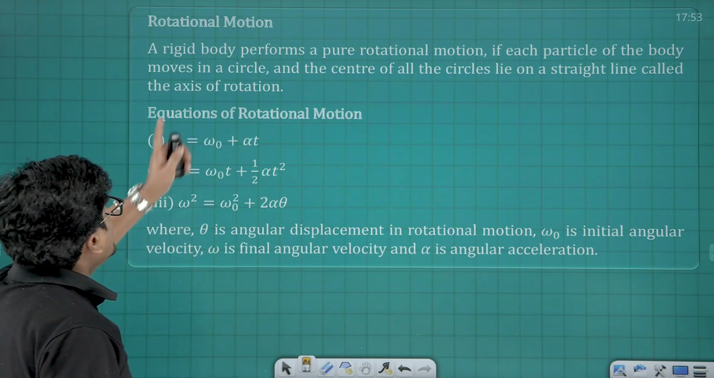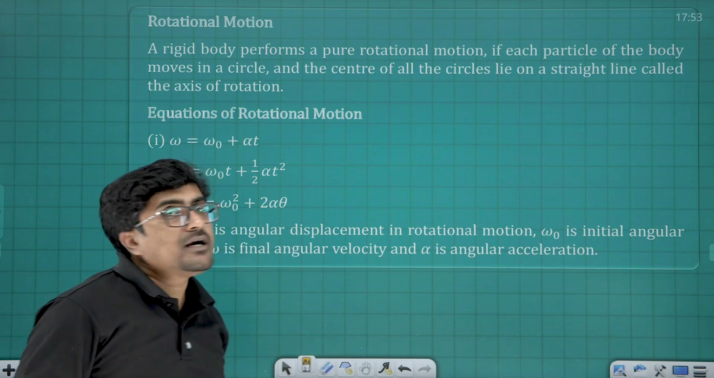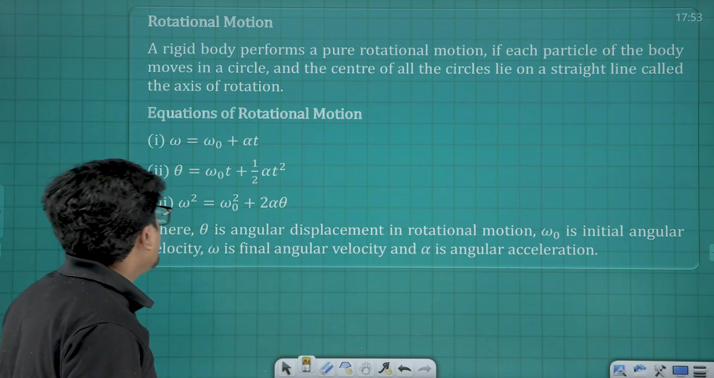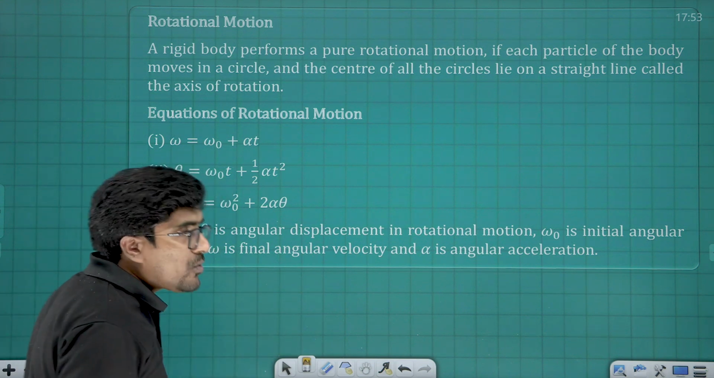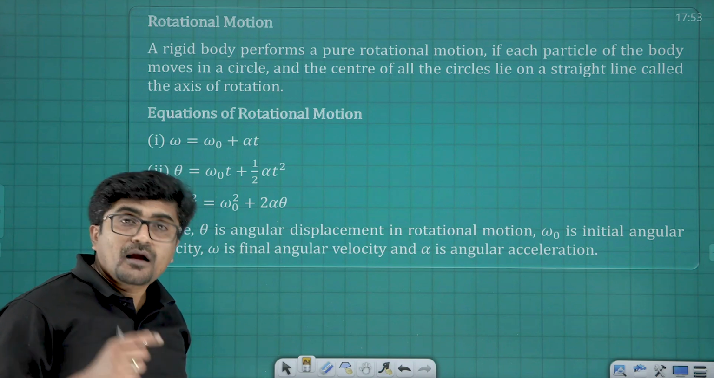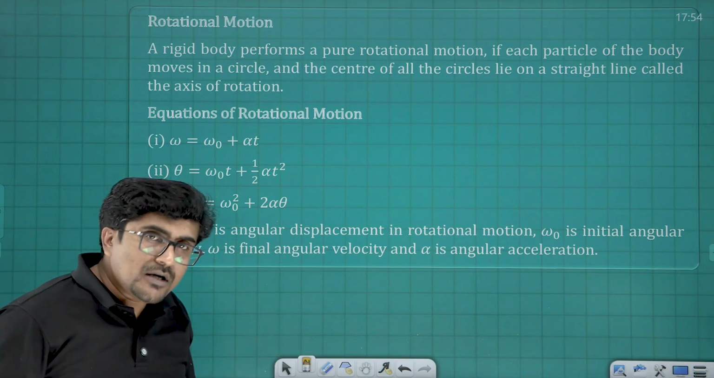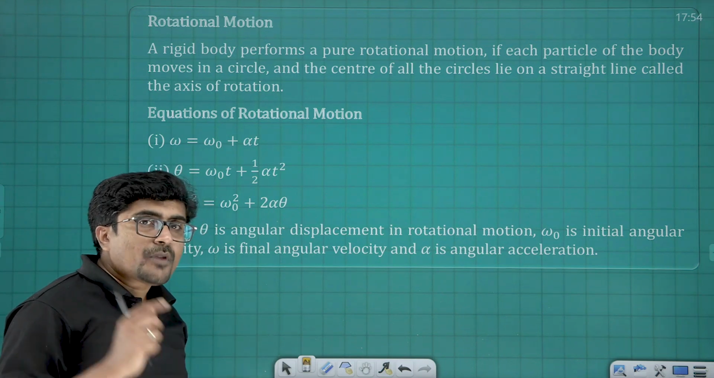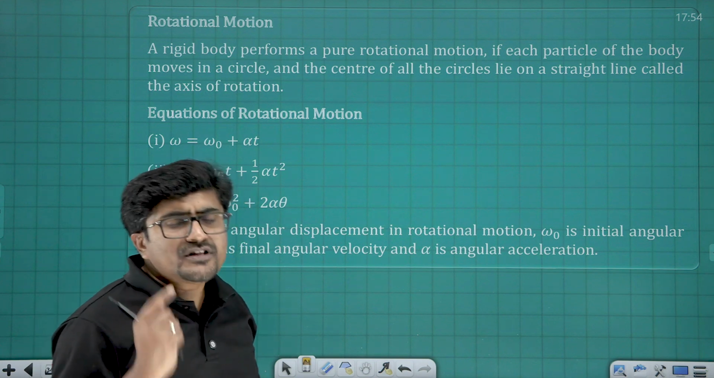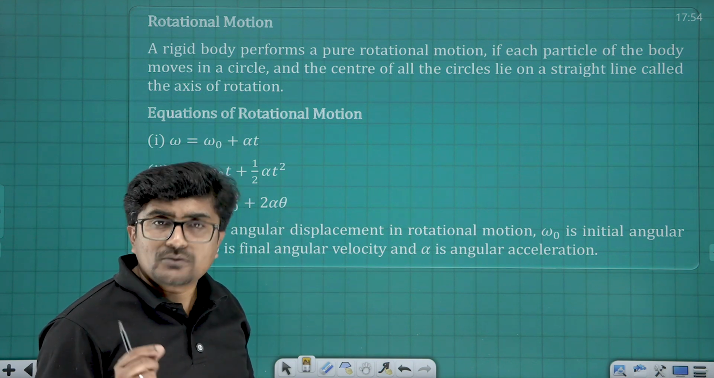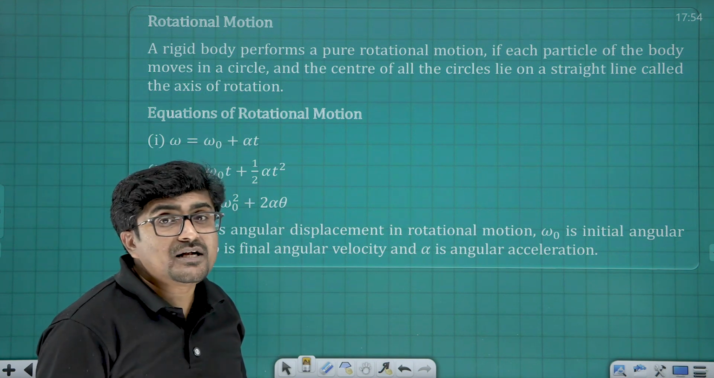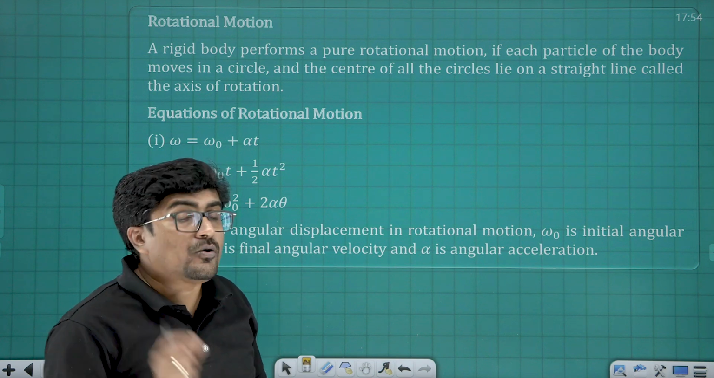And the next one is rotational dynamics. In rotational dynamics, we are going to discuss the final velocity, angular acceleration, and angular displacement of a body rotating with respect to a particular axis, and that experiences a constant angular acceleration.